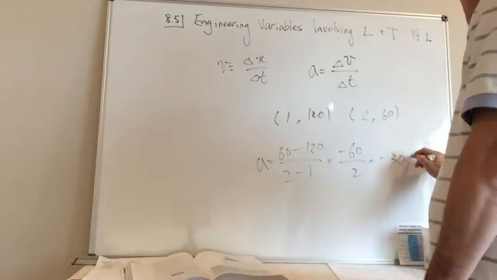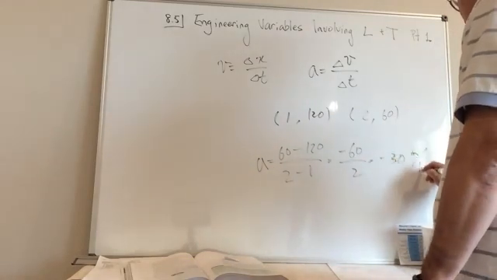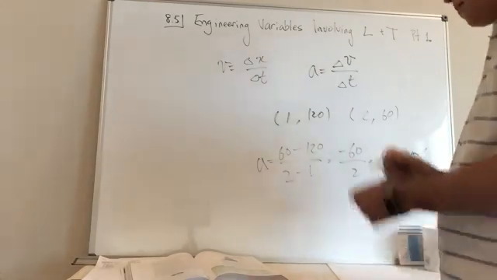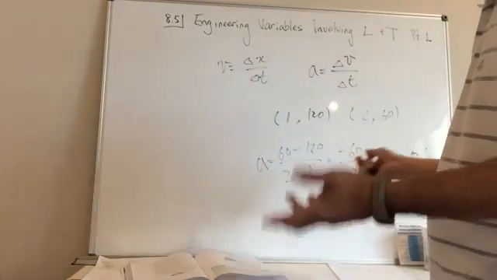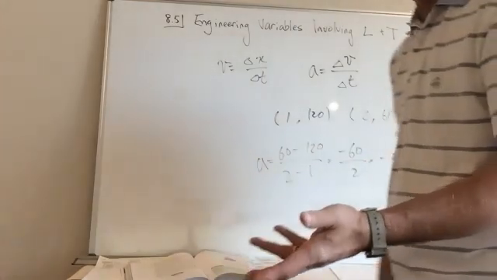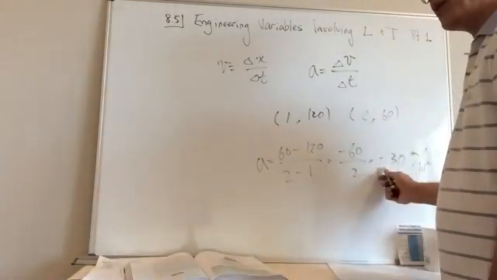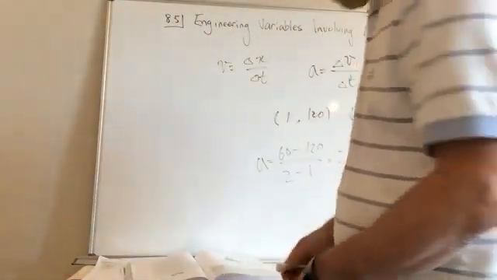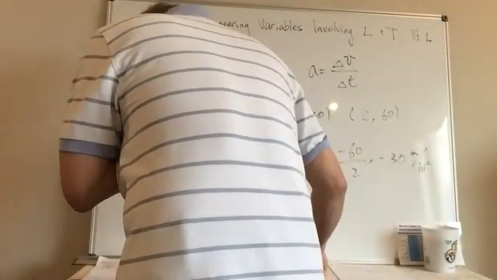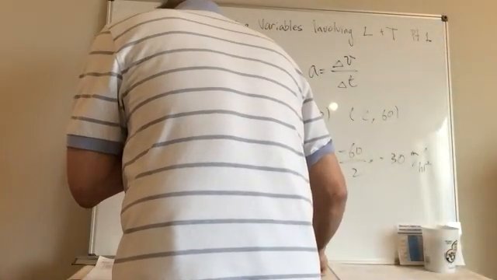So this is basically miles per hour squared. What's happening here? You have a negative acceleration, which means that you are decelerating. You're slowing down. All right, so that's the acceleration. Now let's talk about gravity.